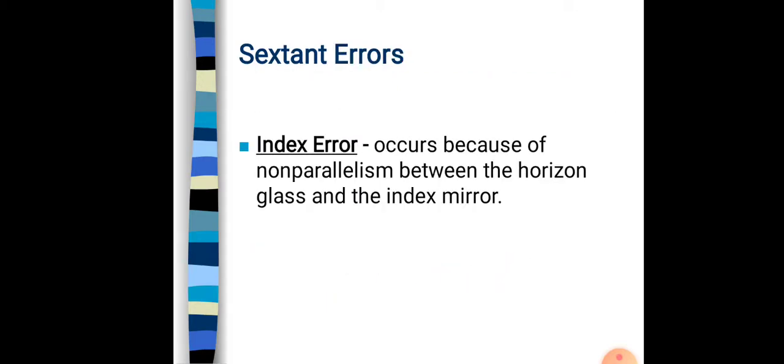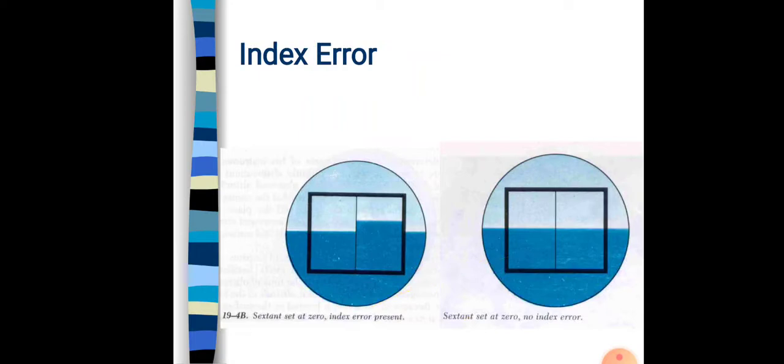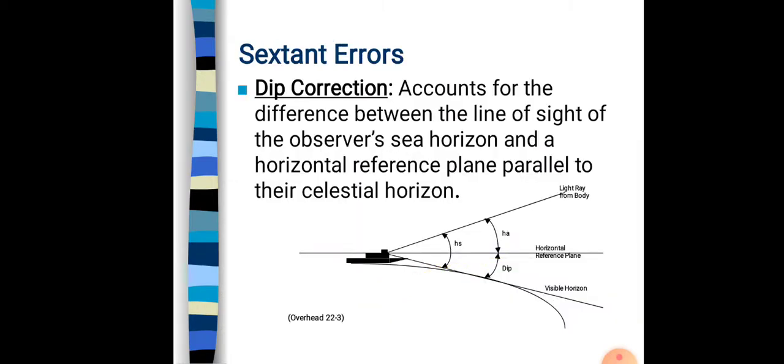First one is index error. It occurs because of non-parallelism between the horizon glass and the index mirror. To elaborate further, kindly go through the figures. In the first figure you can see the sextant is set at 0 but the horizon is not in line, so there is index error present. And in the second diagram you can see that the sextant is set at 0 and there is no index error.